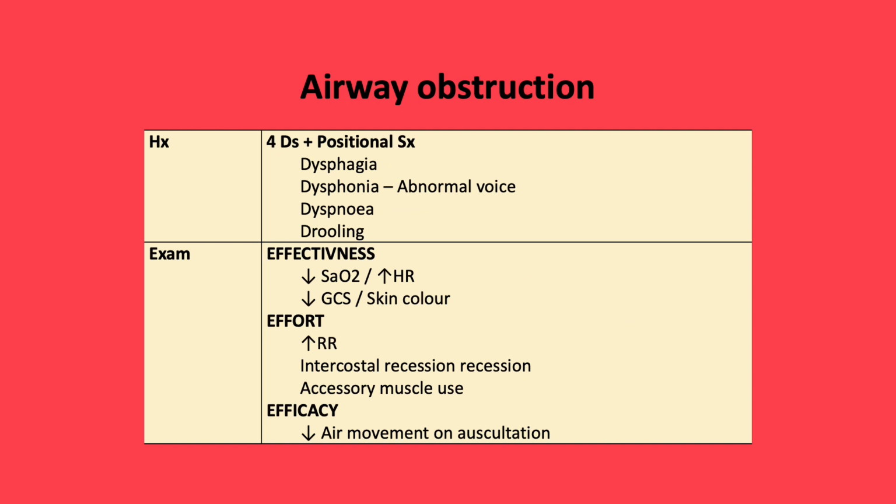It's important to recognise an airway obstruction. This can be done on a history and examination. History: the 4 Ds and positional symptoms. The 4 Ds include dysphagia, dysphonia, dyspnoea and drooling, and an examination assessing the effectiveness, the effort and the efficacy of airway movement.